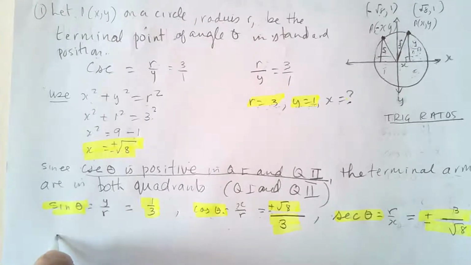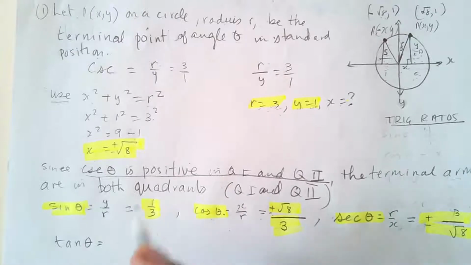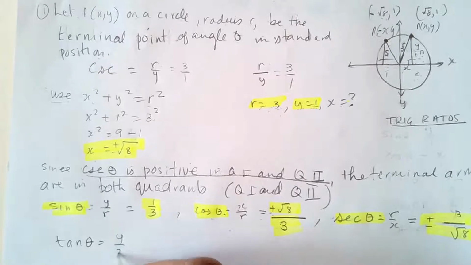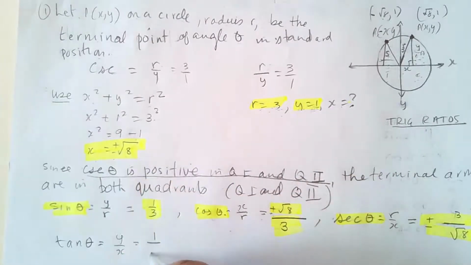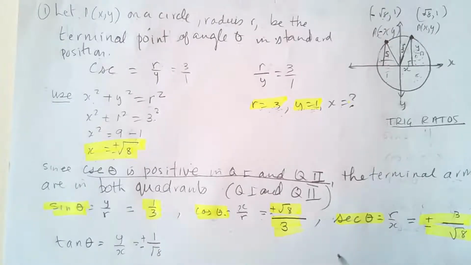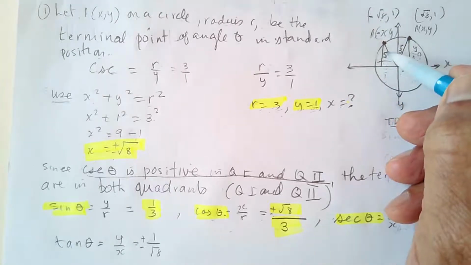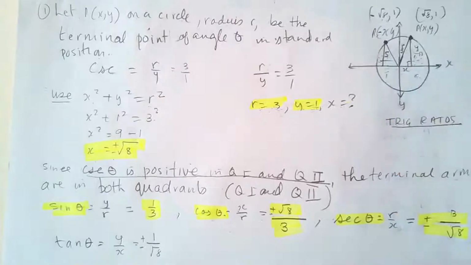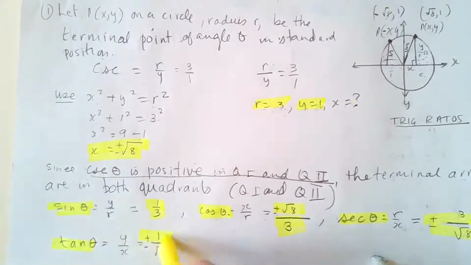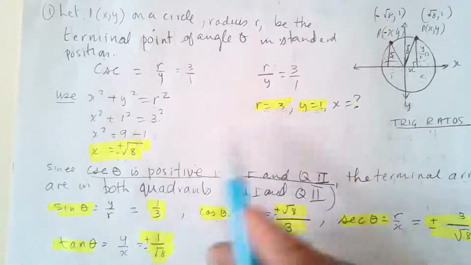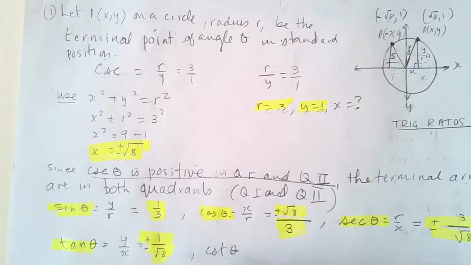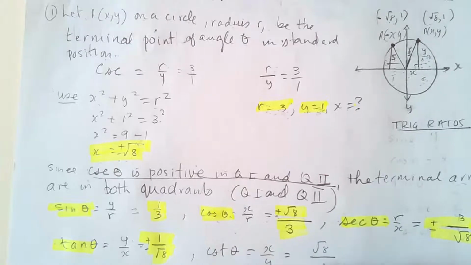We need a tangent. So we have tan theta. Now tan theta, we know, is equal to y over x, where y is 1 and our x is going to be plus or minus root 8. Notice tangent is negative in quadrant 2, because you're looking at a positive divided by a negative here. So y over x, I'm just using my values here. And cotangent theta, which is x over y, so it's the reverse, over 1, plus or minus.